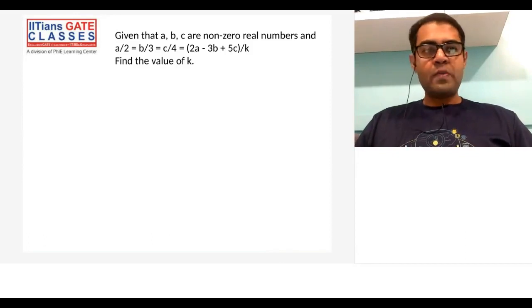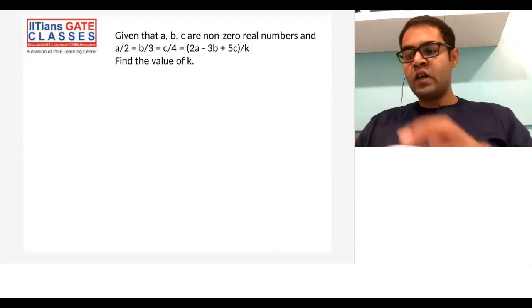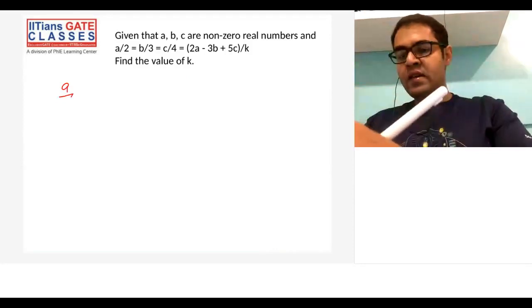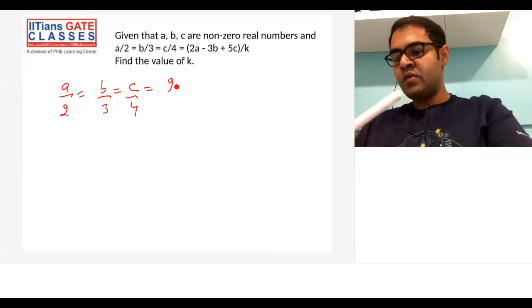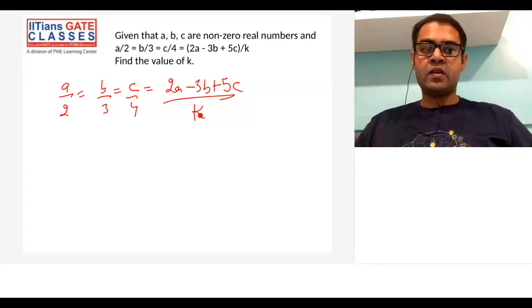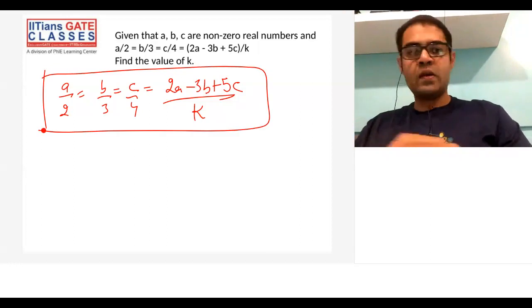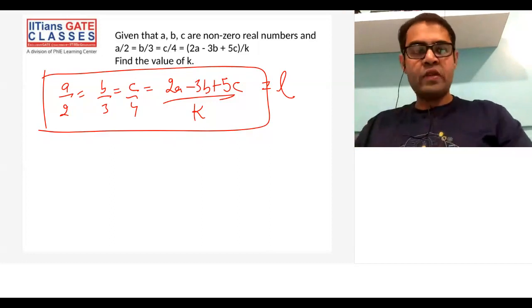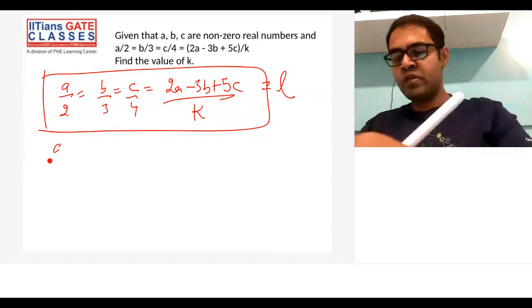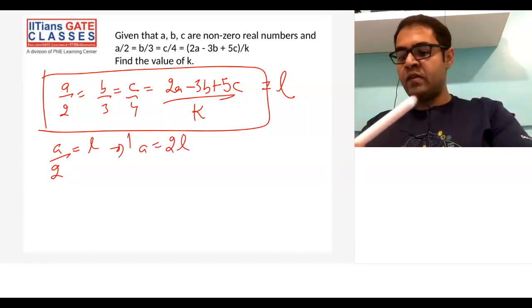I hope everyone paused the video and tried the question. Let me give you a general solution of how to solve this kind of problem. What they are saying is a by 2 is equal to b by 3 is equal to c by 4 is equal to 2a minus 3b plus 5c by k. This is what is given in the question. A standard way to solve these equivalent ratios is to just assume this whole ratio equal to L. So a by 2 is equal to L, so you will find a in terms of L: a is equal to 2L.